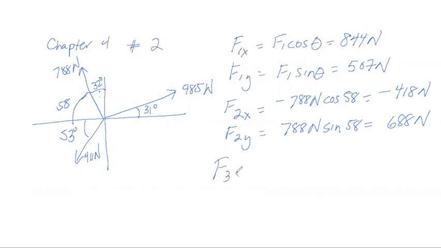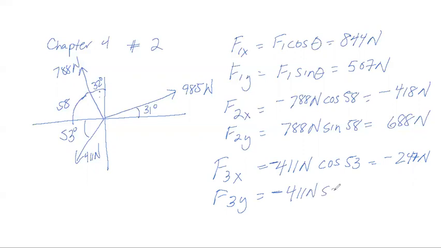Finally, F3x is going to be in the negative direction. That's going to be equal to 411 newtons times cos 53. And what do we have here? That is negative 247 newtons. And F3y is also going to be negative. Let me put my negative sign there. Negative 411 newtons times sine of 53. And that's going to be equal to negative 328 newtons.